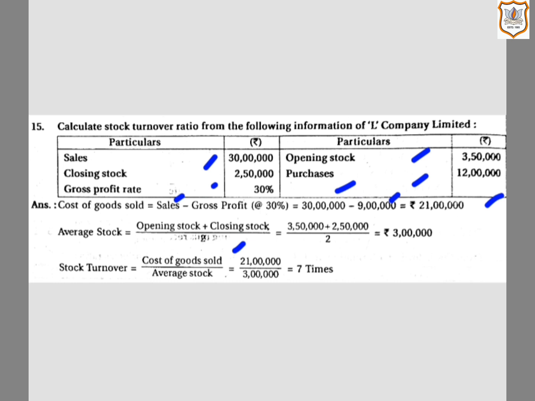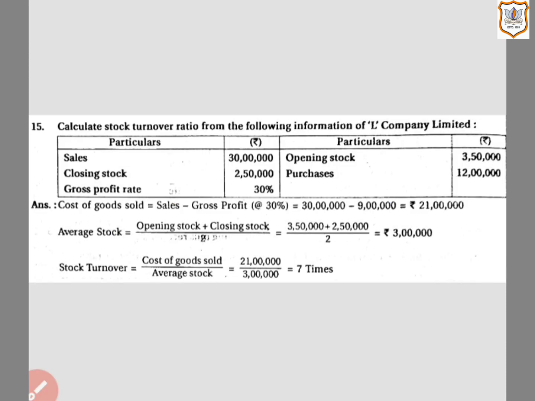Now we need to find out average stock. Average stock is equal to opening stock plus closing stock divided by 2. Here opening stock is 3,50,000, closing stock is 2,50,000, divided by 2, that comes to 3 lakh. So we will apply these amounts in our formula. So we will get 21 lakh upon 3 lakh, that comes to 7. So here answer will come in times, 7 times.